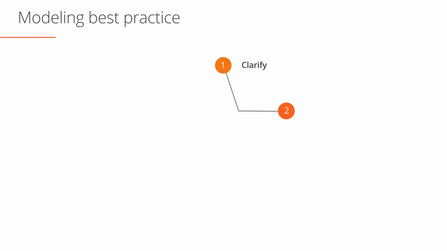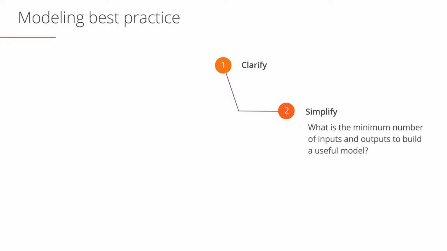Secondly, think about all inputs and outputs needed. Try and keep the model as simple as possible. Ask yourself, what are the minimum number of inputs and outputs that we can get away with and still have a useful model?